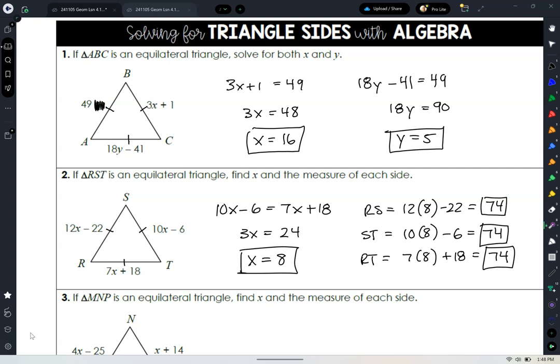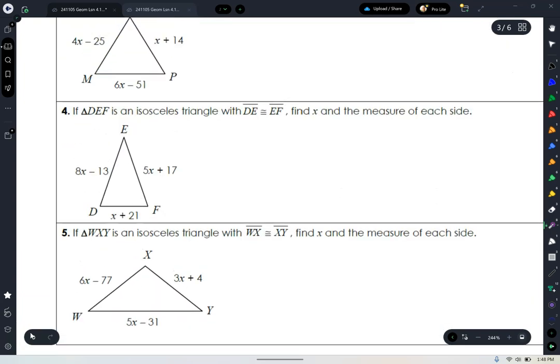Yes? Okay, now listen. Perhaps you may be thinking to yourself, hey, Mr. Vargas, I know this is an equilateral triangle, so if I find one of them, don't I know the other ones are all 74? True, unless you did it wrong. Then you're going to get all three of them wrong. So what I do want you to do is actually show me the work for all of the sides of the triangle. Okay?